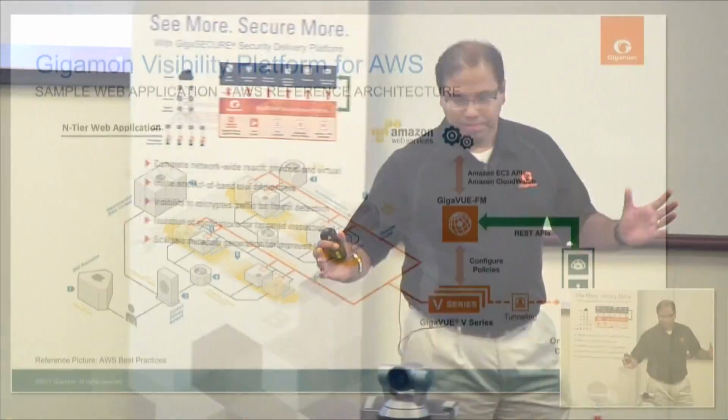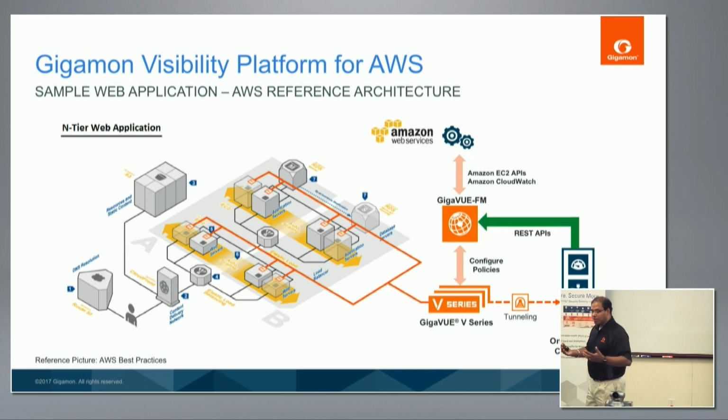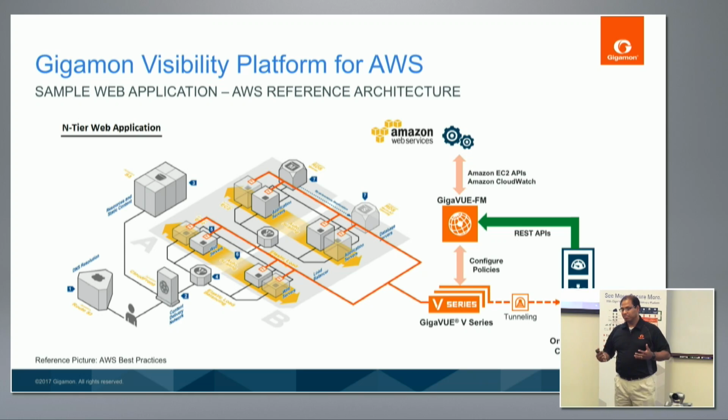If we all concede that traffic is important for visibility, there are multiple ways to acquire the traffic. Either use the cloud provider's way to access the traffic. There are not any out there, so you've got to come up with a way to acquire the traffic.